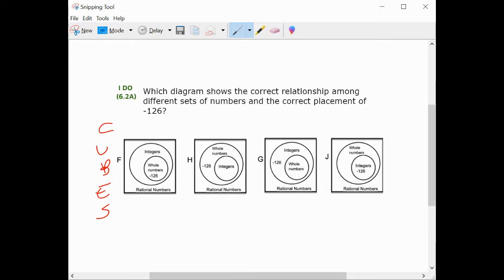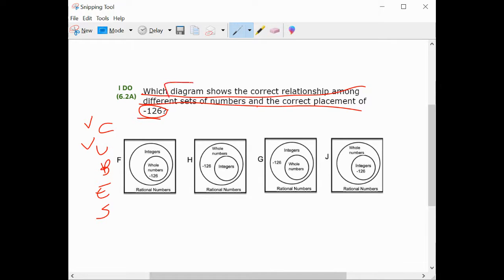Let's start. Which diagram shows the correct relationship among different sets of numbers and the correct placement of negative 126? Okay. This whole thing is a question, so I will underline it. Begins with our W word which and ends with a question mark. And my key words. Okay, so I think I picked up on two different things that we have to look for because I saw the word and. So let's read it again carefully.